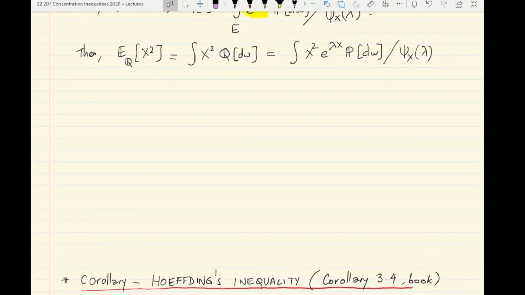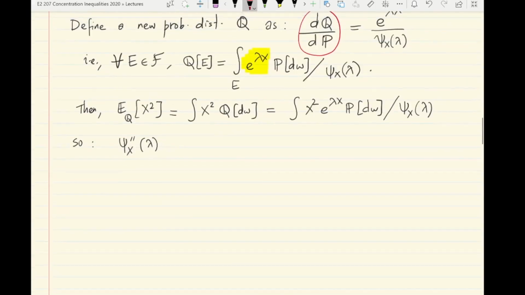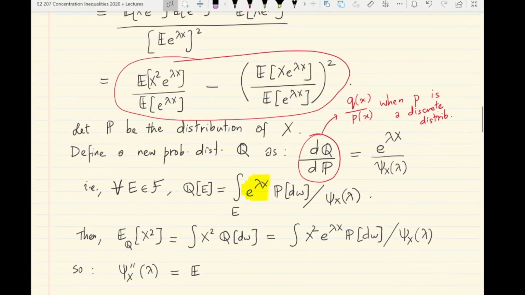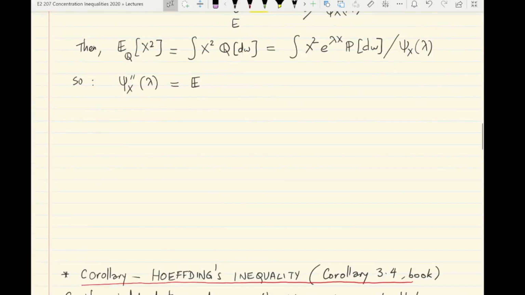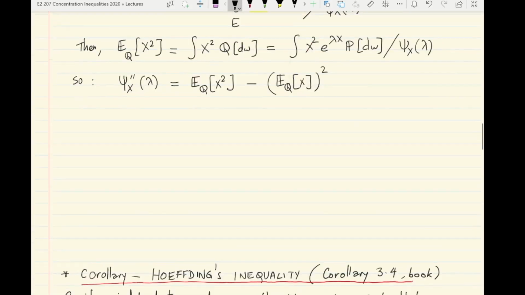And so you'll easily see that C_X double prime of lambda, which we were computing earlier, can in fact just be written as follows. The first term simply becomes E_Q of x square minus E_Q of x the whole square. The second term is exactly E_Q of x the whole square. And this is simply the variance of the same random variable x, but evaluated under a different probability distribution Q.